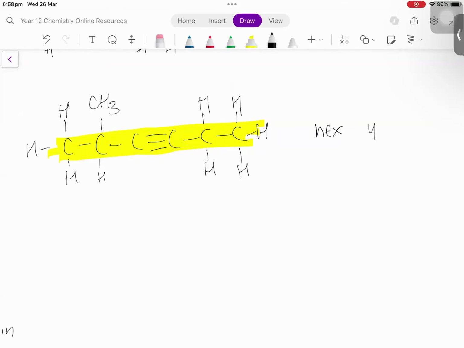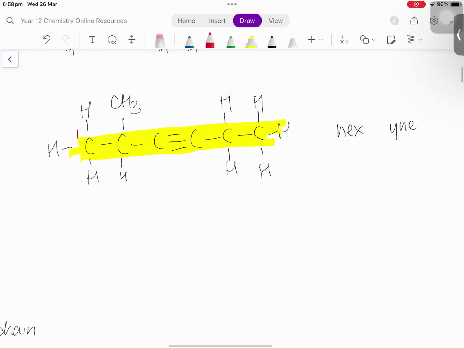What's the suffix that I use? Ine. I'm going to leave a space because I want to number it. I'm going to number left to right, and then I'm going to number right to left. Which way gives me the smallest location numbers for my carbons in the triple bond? Does it matter if I go left to right or right to left for my triple bond? They're both the same. Okay.